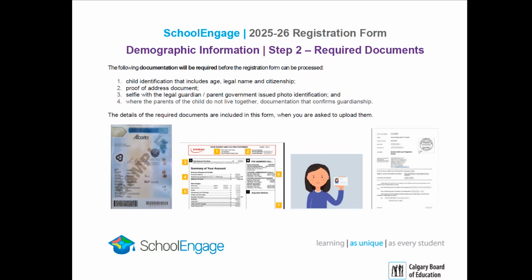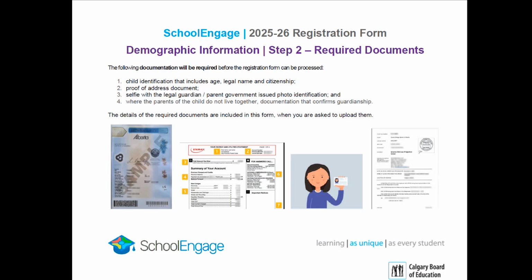The following documentation will be required before the registration form can be processed. 1. Child identification that includes age, legal name, and citizenship. 2. Proof of address document. 3. A selfie with a legal guardian or parent's government-issued photo identification. And 4. Where the parents of the child do not live together, documentation that confirms guardianship.